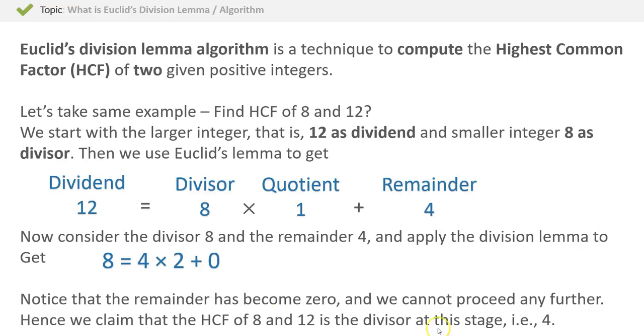Hence, we claim that the HCF of 8 and 12 is the divisor at this stage. Now at this stage, my divisor is 4, and hence 4 is the HCF for numbers 8 and 12.